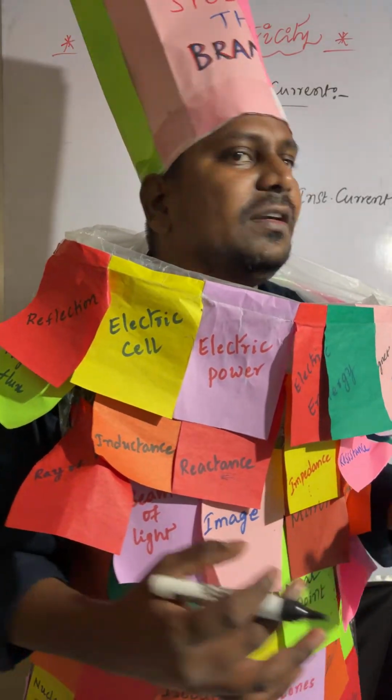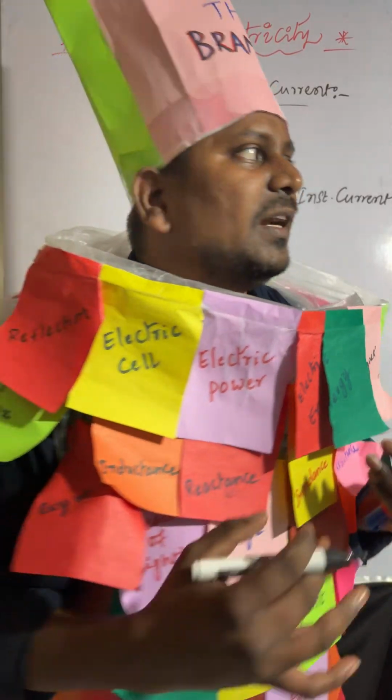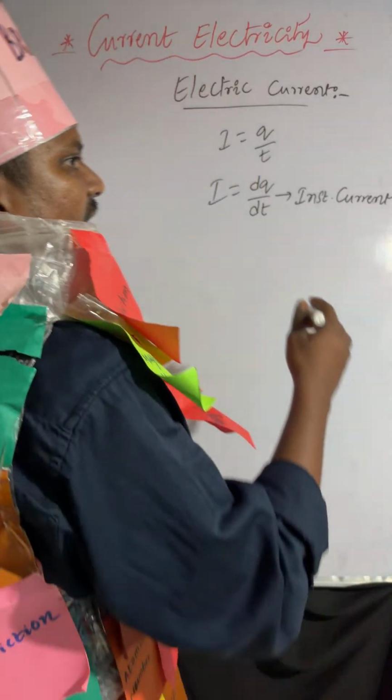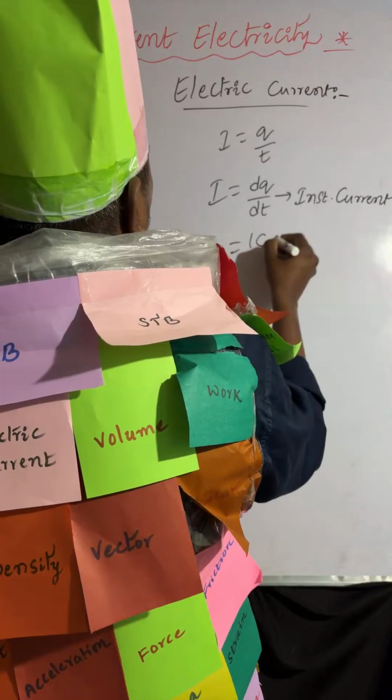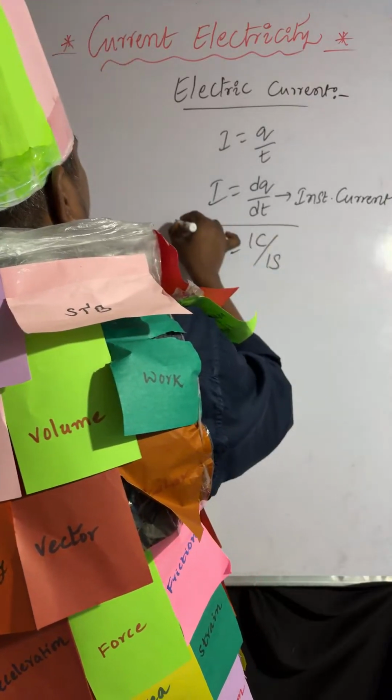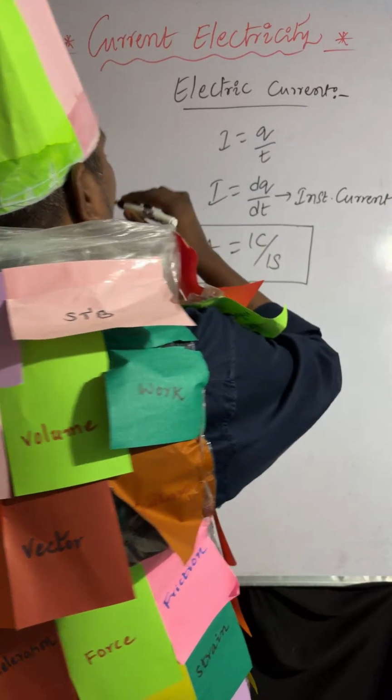So what is the SI unit of current? The SI unit of current is ampere. The SI unit of charge is coulomb. The SI unit of time is second.